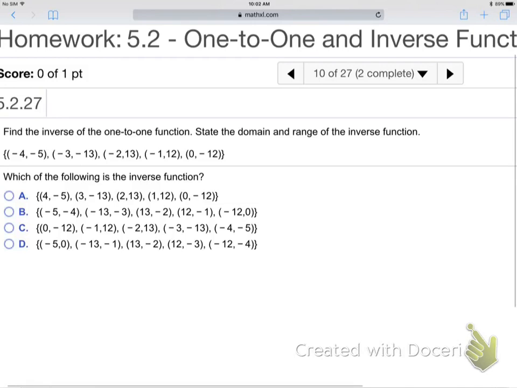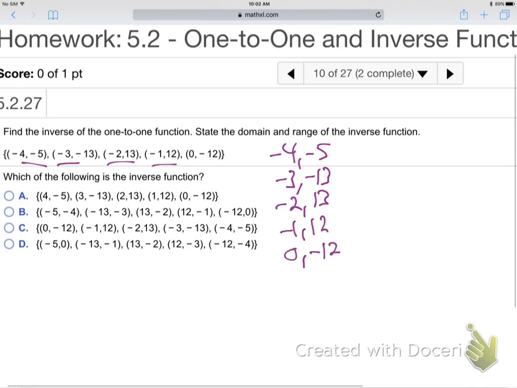Okay, so if you have the function listed this way, I think it's easier to list it again vertically. -4, -5; -3, -13; -2, 13; -1, 12; and 0, -12. Okay, so that's the original function. So the inverse, that's how you write inverse, -1 power. That means inverse.